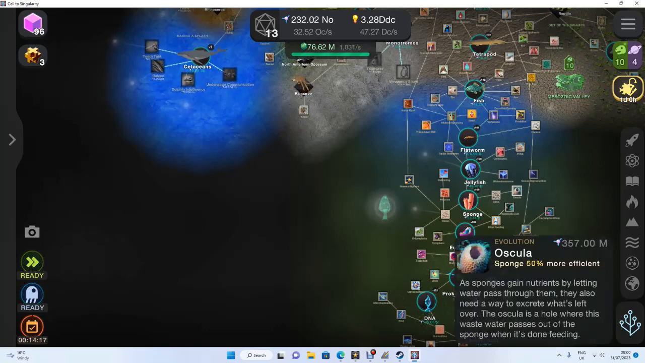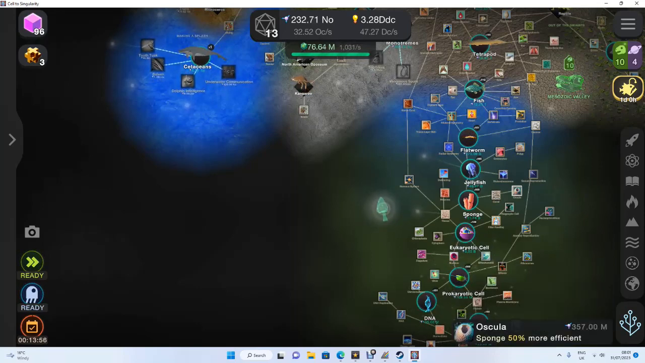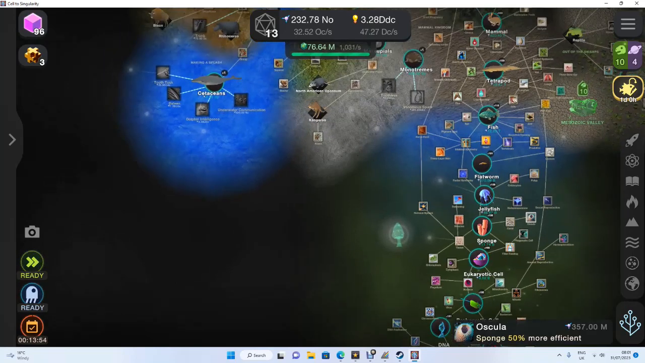Oscula. As sponges gain nutrients by letting water pass through them, they also need a way to excrete what's left over. The oscula is a hole where this wastewater passes out of the sponge when it's done feeding. So, a sponge butthole. Yeah, that's just a sponge butthole. Alright then.